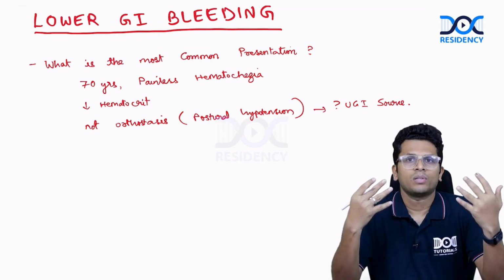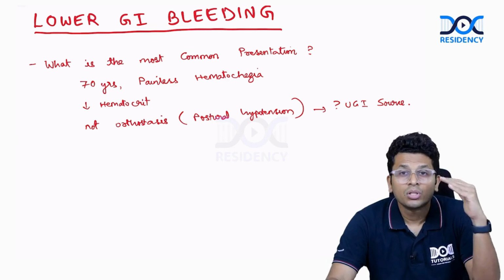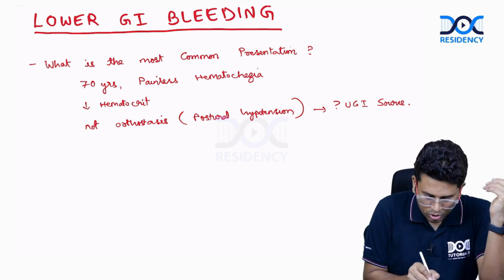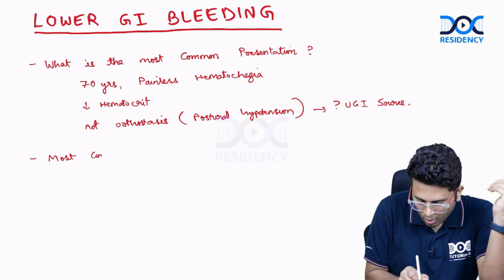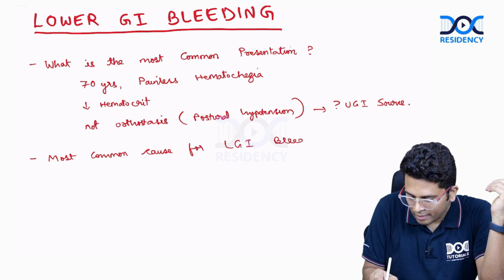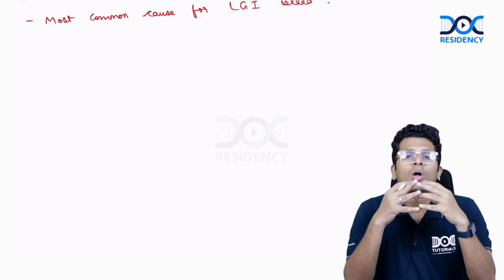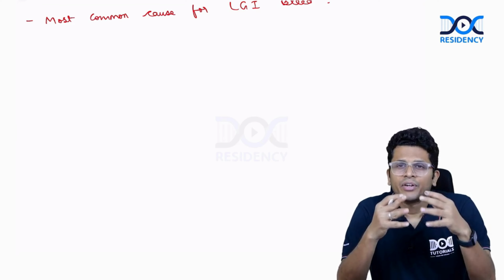Now we know what's the most common presentation. Let's know what is the most common cause for a lower GI bleed. The most common cause for LGI bleed, this is a common question in your exams. The most common cause for a lower GI bleed is diverticulosis.